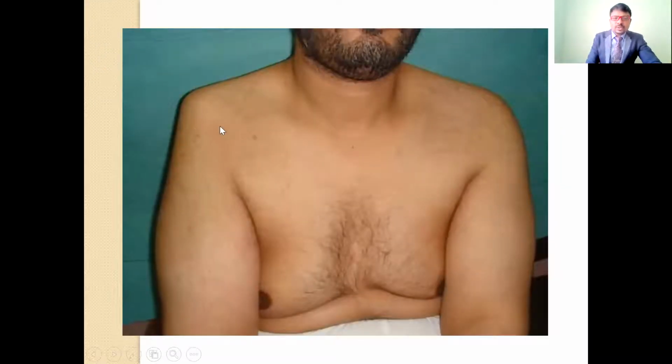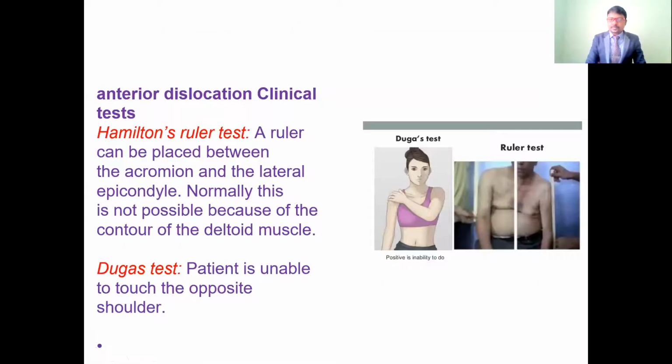If you see here, that's going to be the space, we can find the space here. So you can feel it here. The fullness is going to be missing in the shoulder joint. This fullness we can see on the anterior side of the shoulder joint, so this we commonly find. And also the axillary fold is going to be increased. So these are the signs we are going to discuss here.